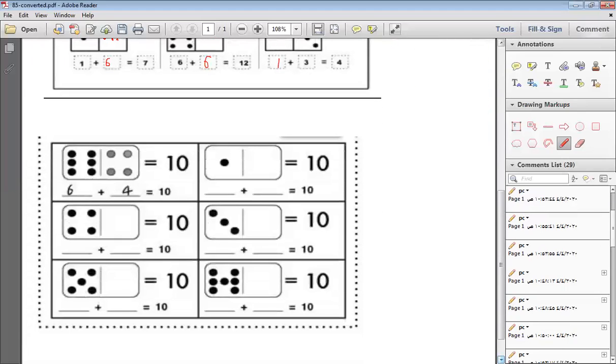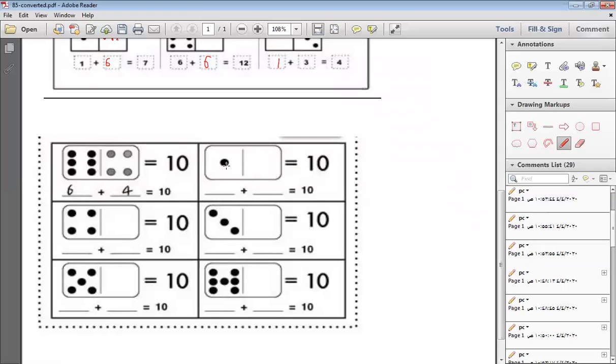Next page, next part, it is the same idea. Here he put 6 dots, and he needs the 6 to be 10. So he starts to draw, and while he is drawing, he counts 1, 2, 3, and 4. So he put 4 in the missing number.